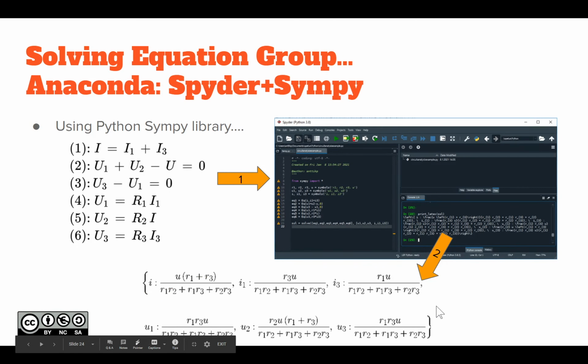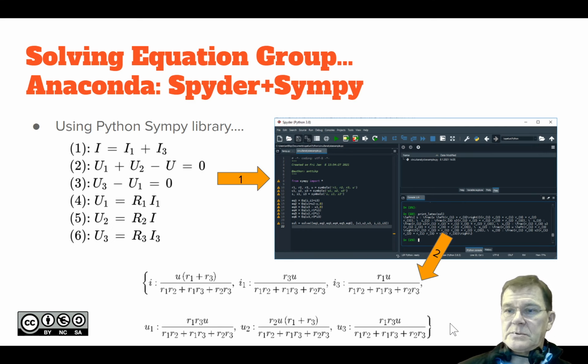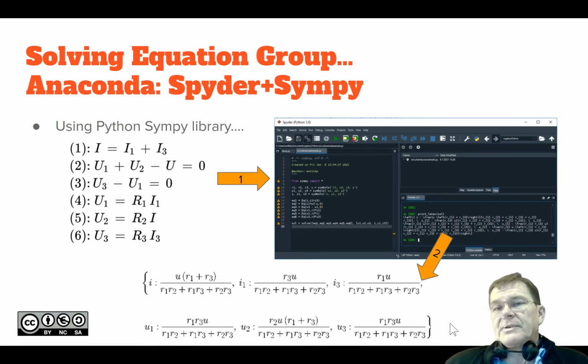So basically, it looks like this one here on the next page. It took some minutes, 7 minutes when I was talking. Actually, if I wasn't talking, it takes only 3 minutes to write the equations and let this nice Spyder solve it for you. So that's the engineering way of doing circuit analysis.